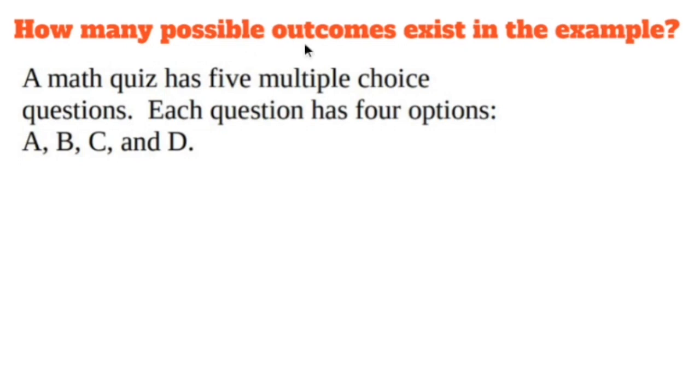How many possible outcomes exist in the example? A math quiz has 5 multiple choice questions. Each question has 4 options, A, B, C, or D. Ooh, let's do a little fundamental counting principle.